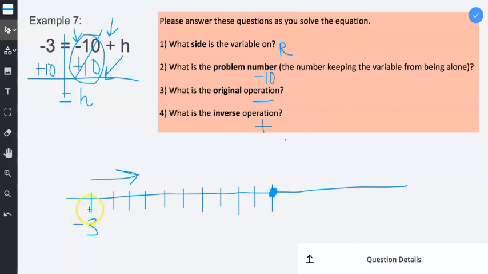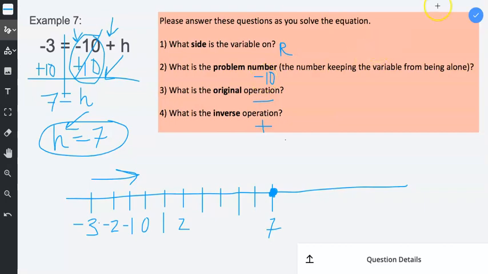Unfortunately, I don't have a number line that's already been made for me, so I have to figure out what that number is. So I start counting upwards. -2 is smaller than -3. When you're going to the right, remember the numbers get larger. Then we're at -1, 0, then 1, then 2, then 3, then 4, then 5, then 6, then this number is 7. So -3 plus 10 equals 7. So that I get in good habits, I'm going to put the variable on the left side at the end, and I'm going to put the answer on the right side. So h is equal to 7.